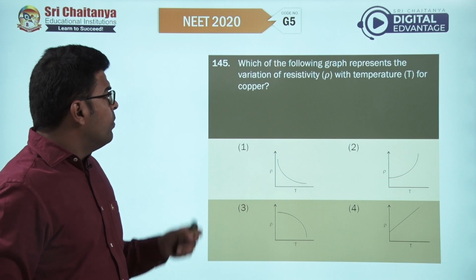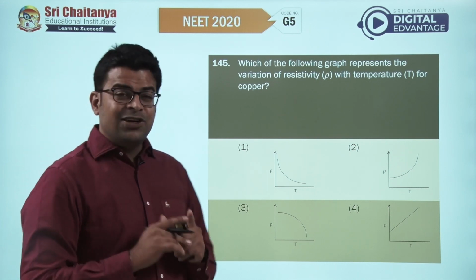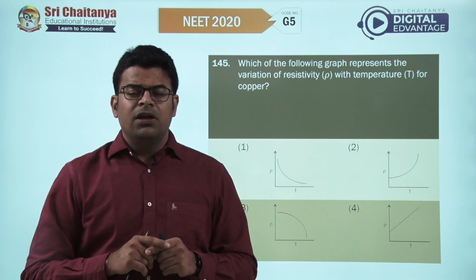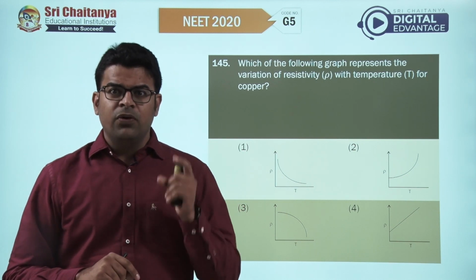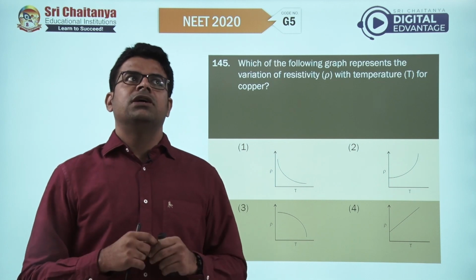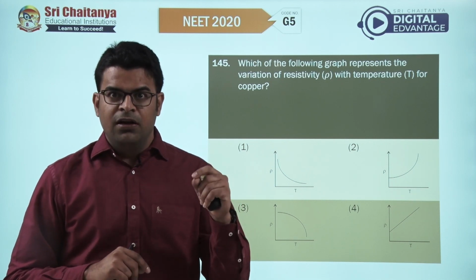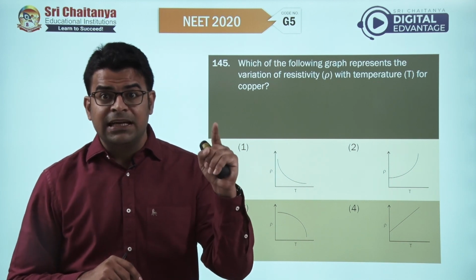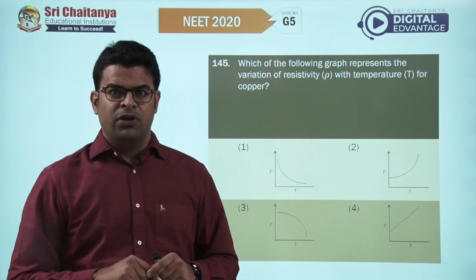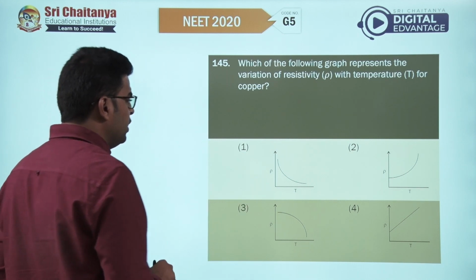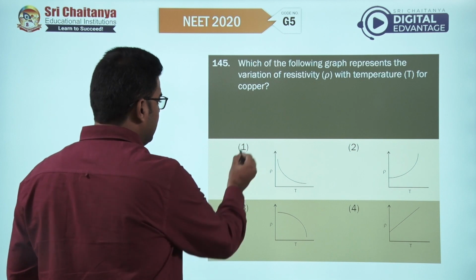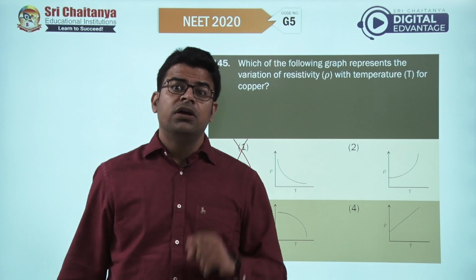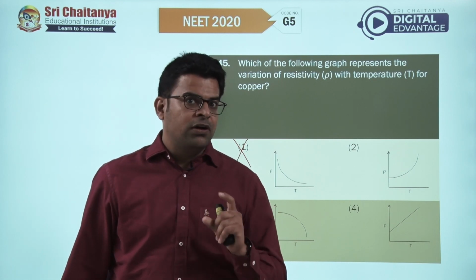Question number 145. Which of the following graph represents the variation of resistivity with temperature for copper? So, now copper is a conductor. When you heat up a conductor, what happens? Sir, when we heat up a conductor, the conductivity decreases, the resistance increases, the resistivity increases. Now, you can see straightforward in option 1 and in option 3, they have decreased the resistivity with the increase in temperature. That happens for semiconductor, that does not happen for conductors.